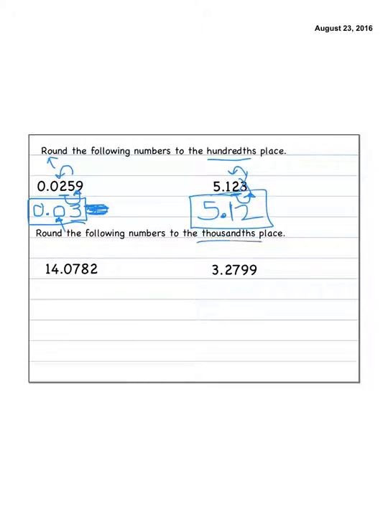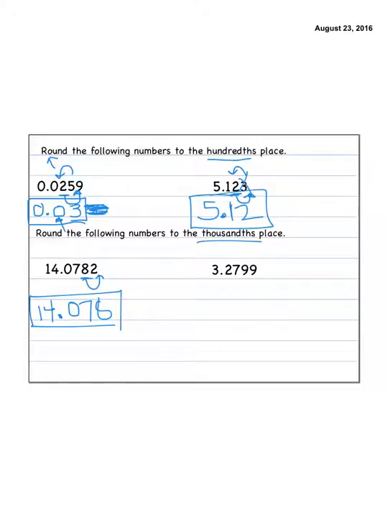Round the following number to the thousandths place. So 14 and 782 ten-thousandths. So my thousandths is the 8. That means this is 14 decimal 07. The 2 tells me that I keep the 8 the same. So 14 and 78 thousandths.